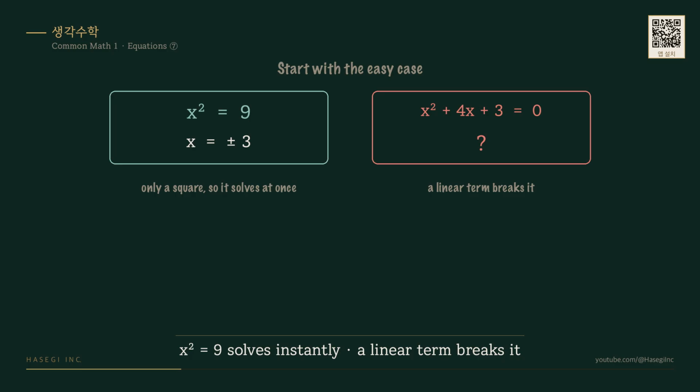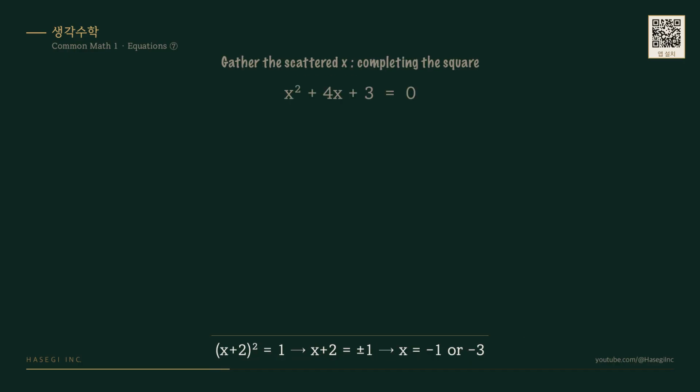But what about x squared plus 4x plus 3 equals 0? The linear term gets in the way, and that trick no longer works because the x is scattered in two different places. So we gather the scattered x into a single chunk. That is completing the square.